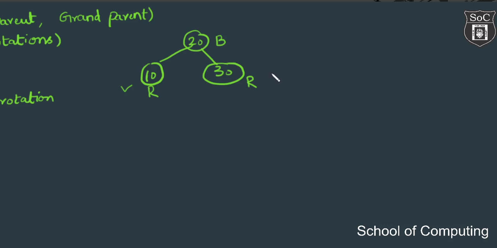Now what I will do? I will try to insert my next element. I hope you remember the sequence. What is the sequence? 10, 20, 30, 40, 50 and 25, right? So let me insert the next element. 40 will be inserted here. And every new node is red. 40 is also red. Now again two consecutive red nodes appeared, so it's a problem.